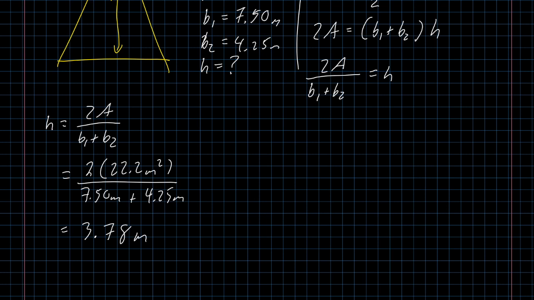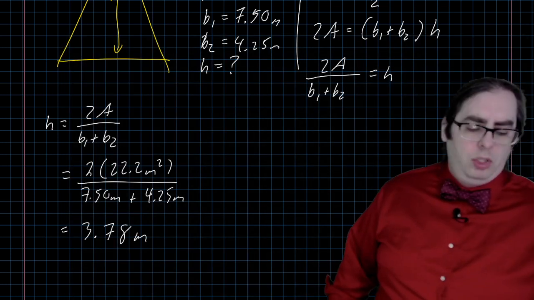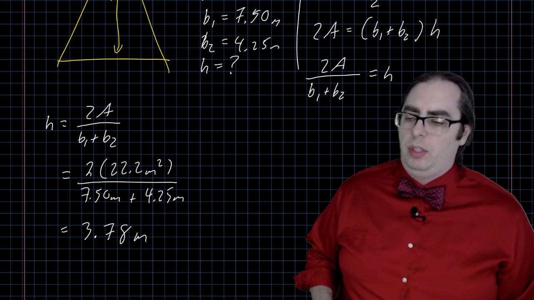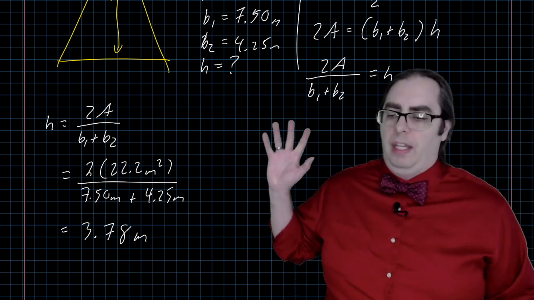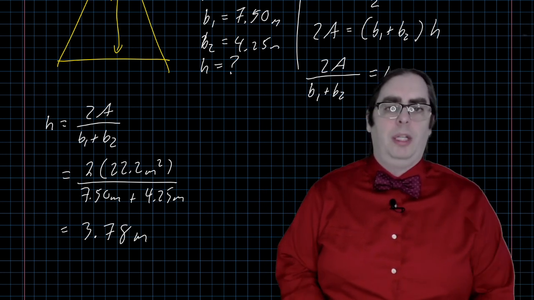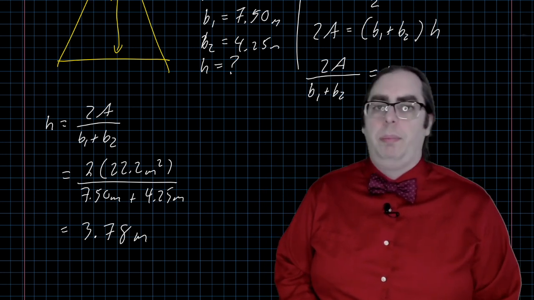3.78 meters. All right. And the units here do make sense. Two ways of thinking about the units. First of all, if my base lengths are in meters and my area is in square meters, then sure, my height should be in meters as well.